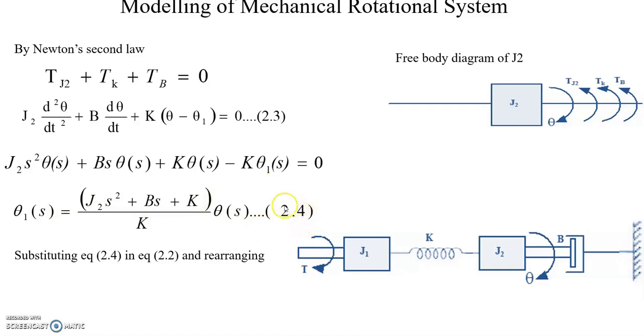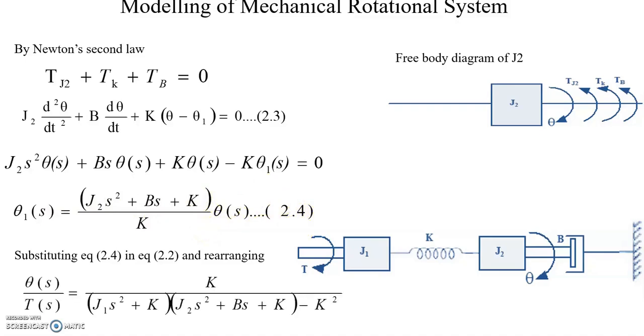Substitute 2.4 in equation 2.2 and rearranging, we get the final transfer function theta of s by T of s, which is equal to k divided by J1 s square plus k, times J2 s square plus bs plus k, minus k square. So this is our final transfer function for the given mechanical rotational system for this problem.